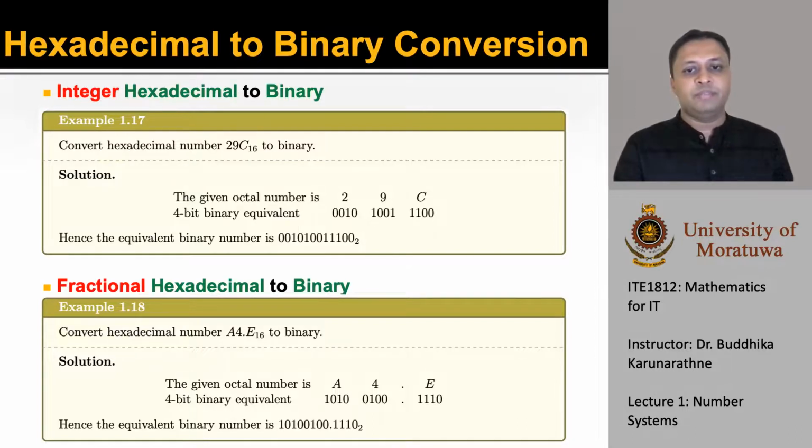So for E, you write 1110, which is the number 14 in decimal representation. And for 4, it is 0100. And for A, it is 10 in decimal, and in binary, it's 1010. And you put them together to get the equivalent binary representation for the fractional hexadecimal number. Okay. Right. So that's how you convert a hexadecimal number, either integer or fractional or both combined, to a binary number.